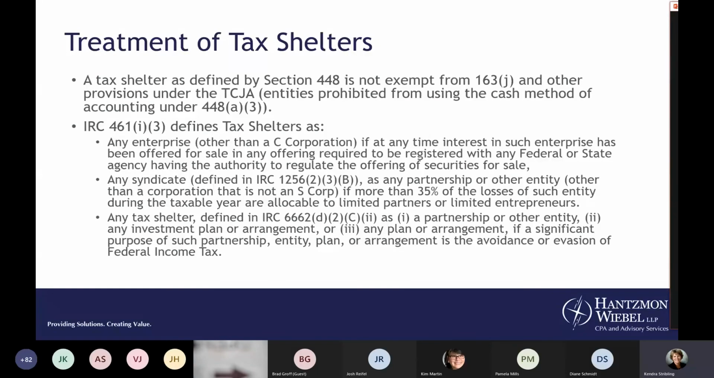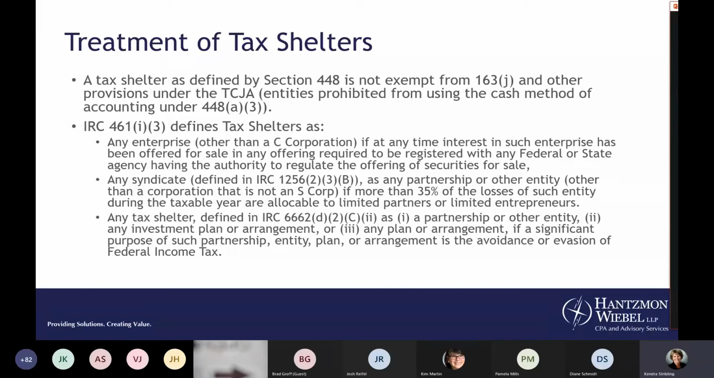A tax shelter, as defined by Section 448, is not exempt from 163(j) and other provisions of the Tax Cuts and Jobs Act. Section 461 defines tax shelters as, first, any enterprise other than a C corporation, if at any time interests in such enterprise have been offered for sale in any offering required to be registered with any federal or state agency having the authority to regulate the offering of securities for sale.